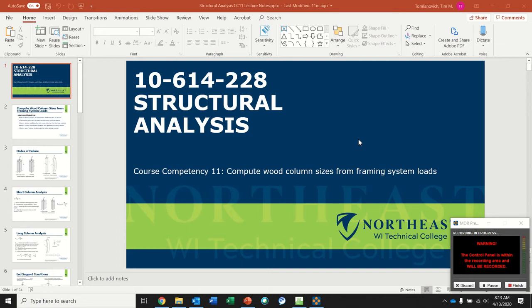Course Competency 11. Compute wood column sizes from framing system loads. So this is it for your class for structural analysis.